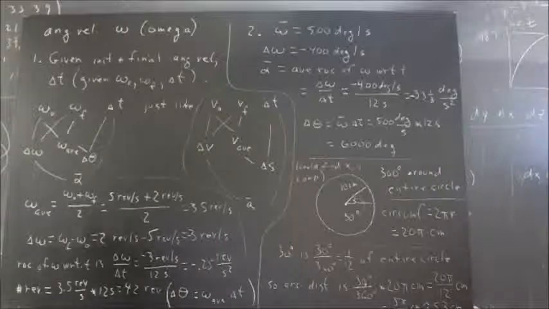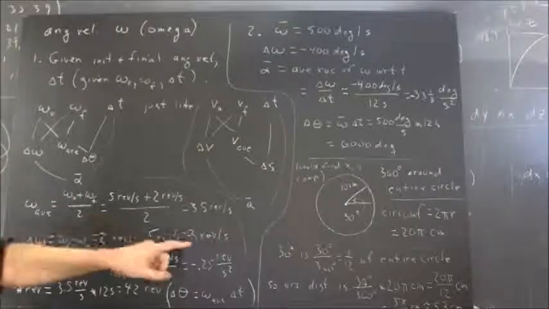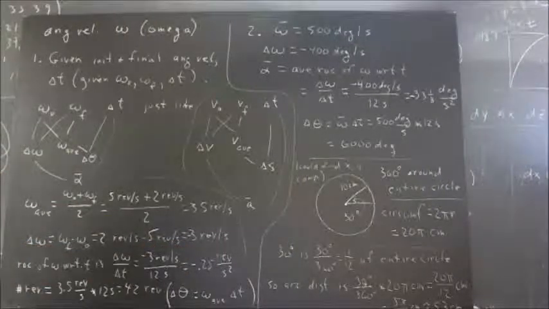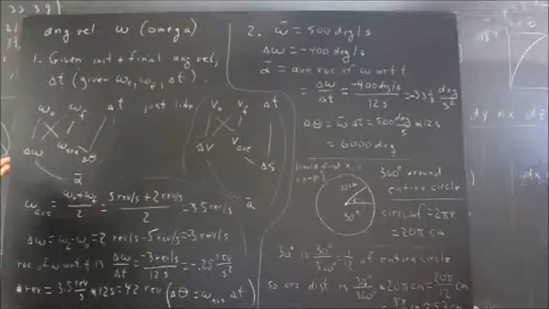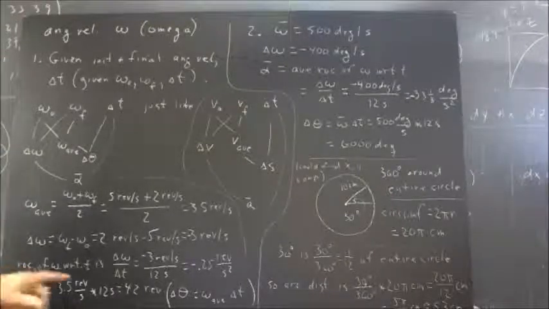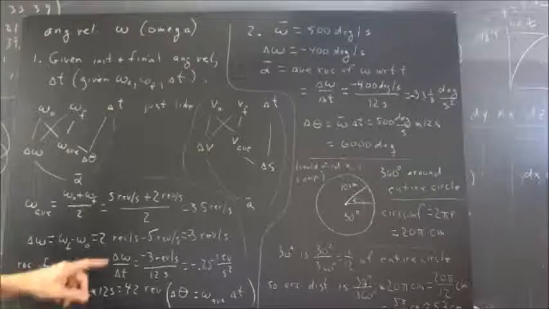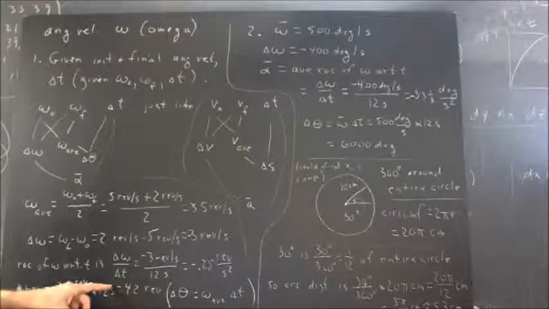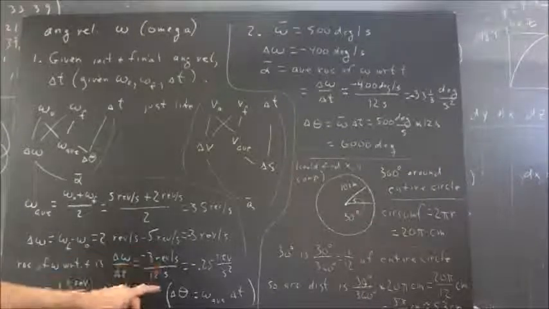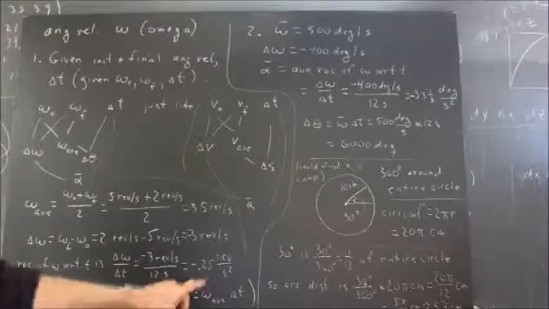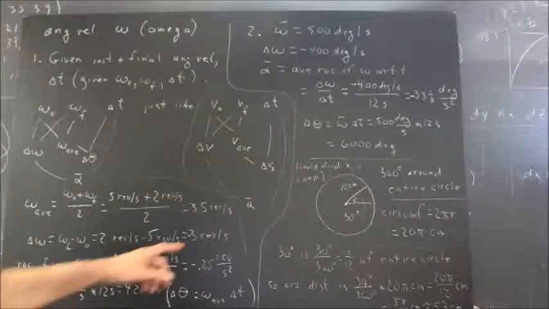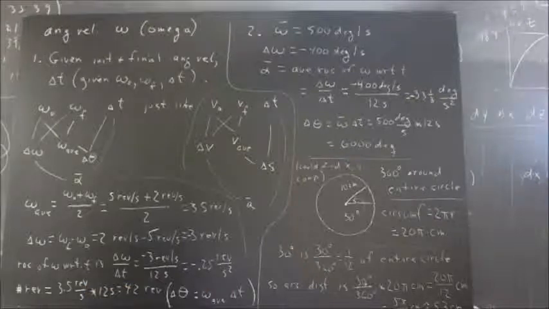Okay, now what about delta omega? It's -3 revolutions per second. The rate of change of omega is what? The rate of change of omega with respect to t, by definition, has to be delta omega over delta t, which is your -3 revolutions per second divided by 12 seconds, or your -0.25 revolutions per second squared.